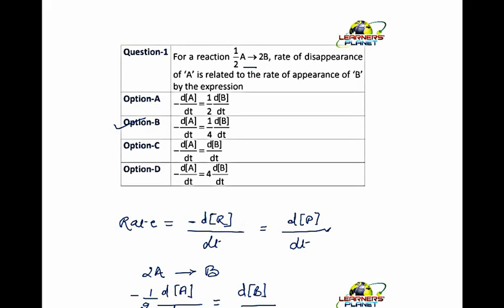Okay, so this was a very simple question from the topic. What was the topic here? What topic is this? It is chemical kinetics. Right? Now let's take up our next question here, students.